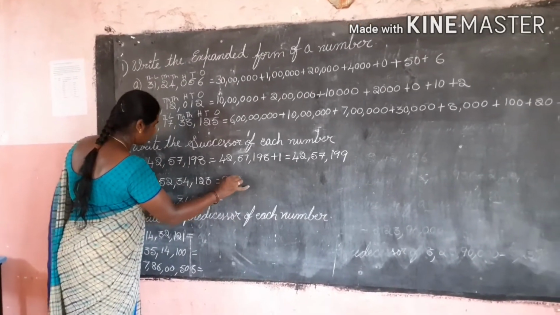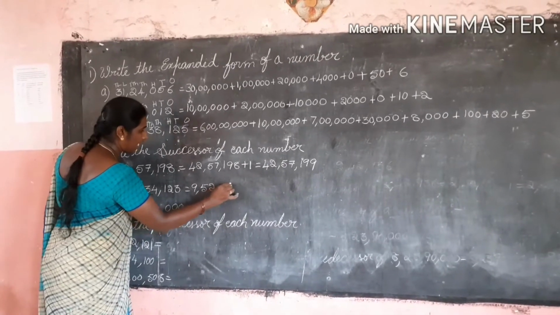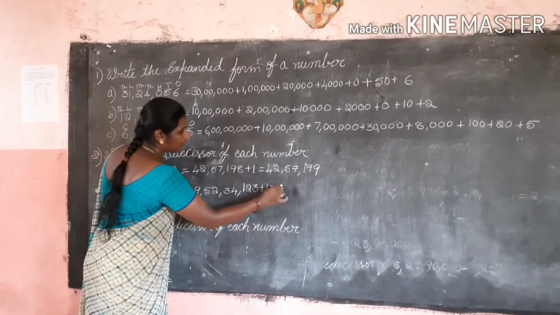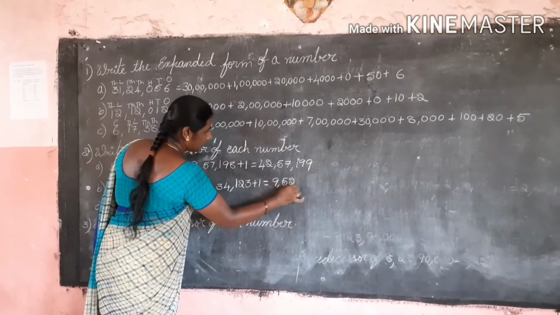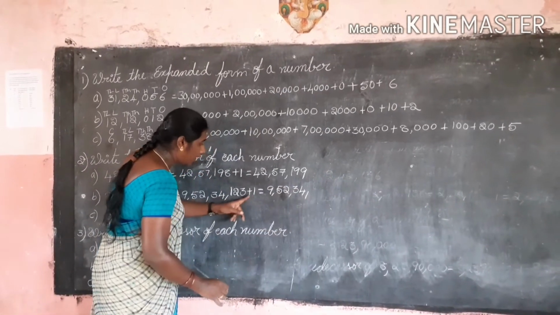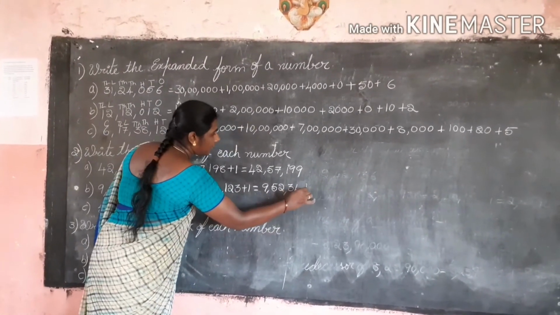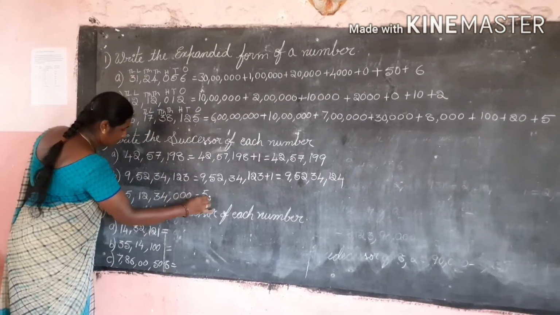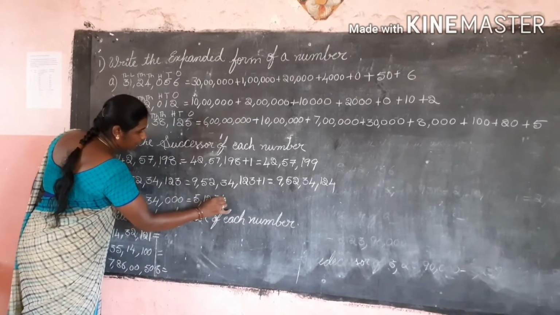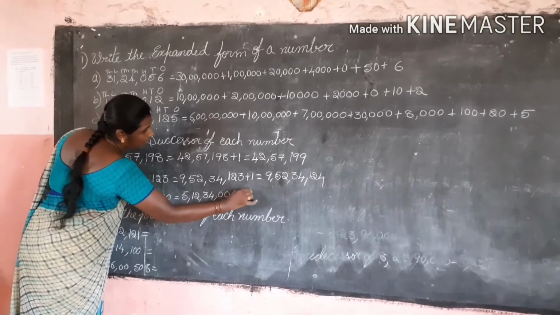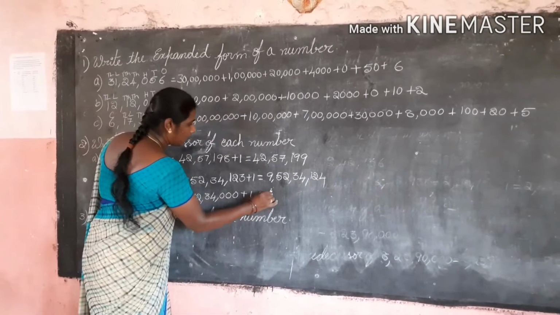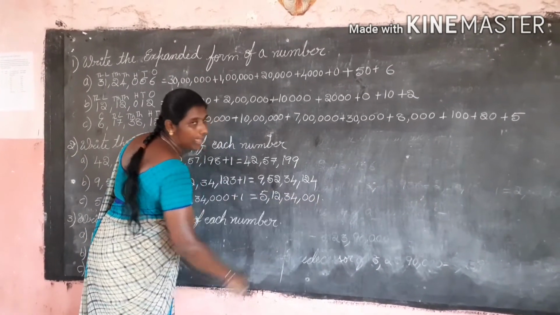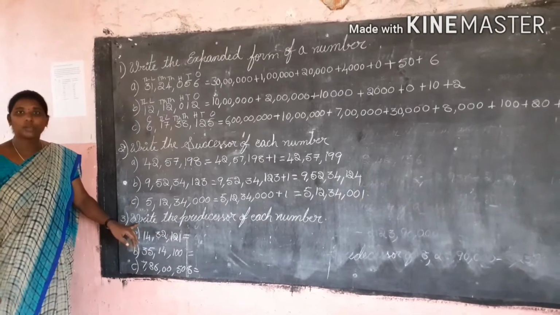Next, 9,52,34,123. For this also we have to add 1. 9,52,34,123 plus 1. Add 1 to the ones place digit. 123 plus 1 is 124. Next, 5 crore 12 lakh 34,000. Add 1 to this number. We say 5 crore 12 lakh 34,001.